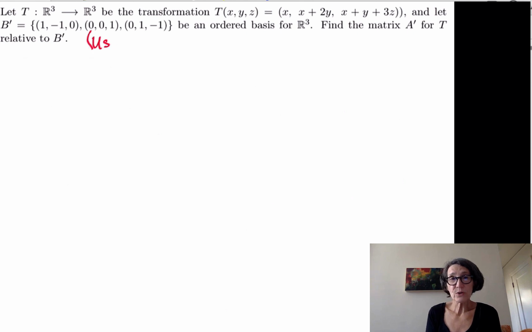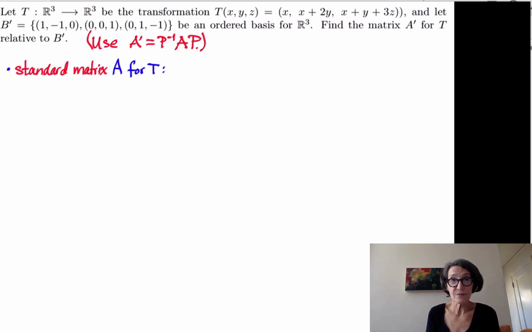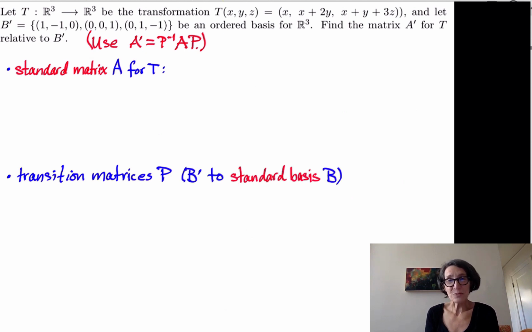So what we're going to do is use the fact that A prime is similar to the standard matrix for the linear transformation T. So we're going to use A prime equals P inverse A P, where A is the standard matrix for the same linear transformation. So we have to find the standard matrix A for the linear transformation. Then we have to find the transition matrix P inverse. P will go from B prime to the standard basis B, and then P inverse will be the one that goes from the standard basis to B prime.